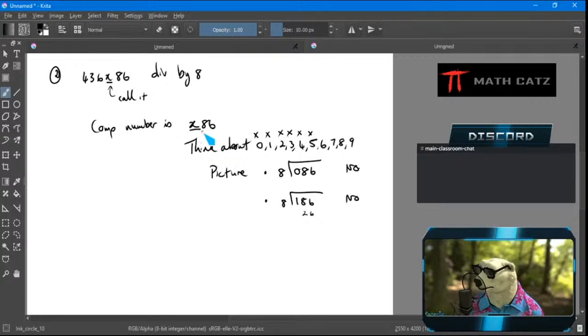686. 8 goes into 68 with 4 left. 46 again, no. 786. 8 goes into 78 with 6 left. Wow, we get a lot of 66s. It's all bad times. 886 is not going to work because 8 goes into 88 and then there's a 6 left. 986, maybe one of them is going to work. The last option is a 9. 8 goes into 98 with 2 left. 26 is a no.